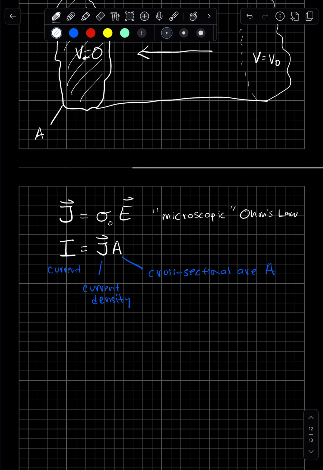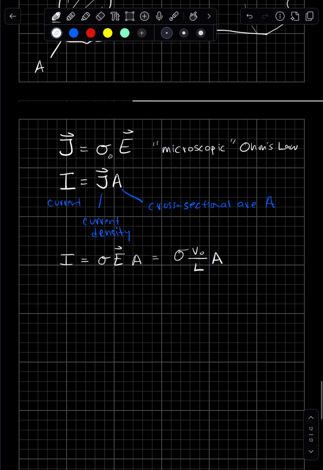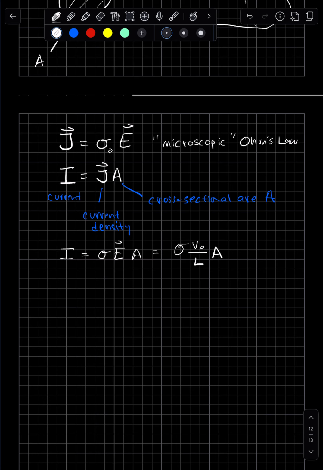That being the case, we can write I equals sigma E A, which we can write as sigma V naught over L times A. And we can then write that as I equals sigma A over L times V. And now we are coming dangerously close to the version of Ohm's law that you all know and love.